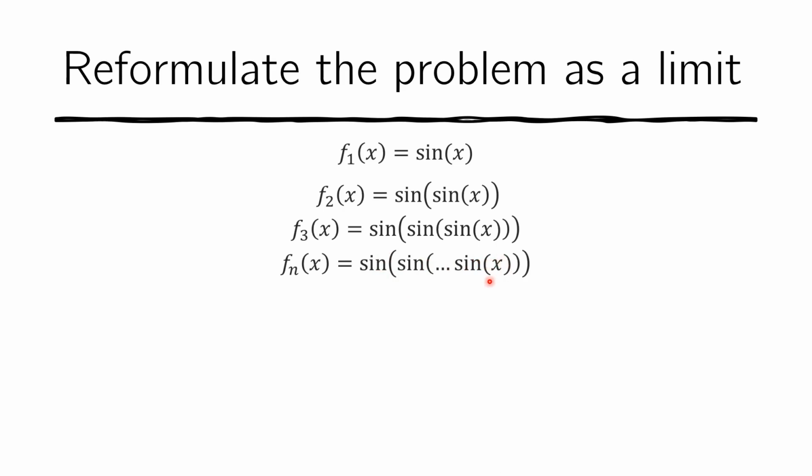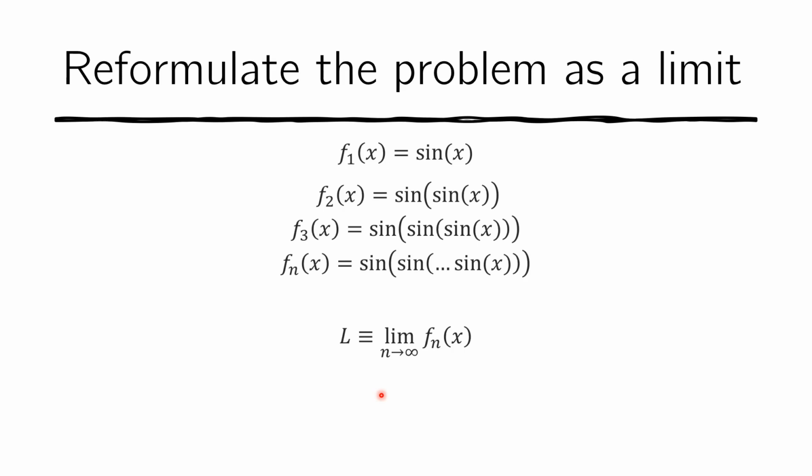And the problem now becomes, if we take n arbitrarily large, does this quantity on the right approach any number? So in terms of limits, that would be, does this limit L, which is the limit as n approaches infinity of f sub n of x, exist? And if it does exist, what is its value?